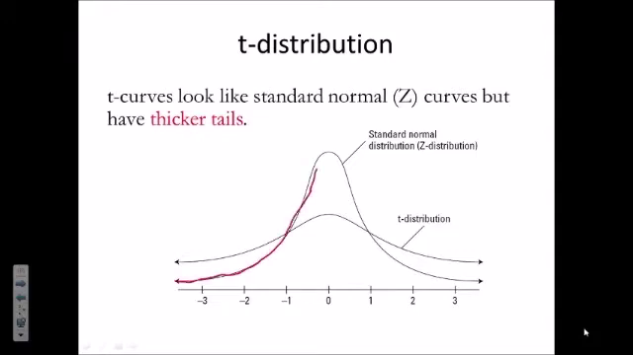This is the Z-curve, standard normal curve, whereas the T-curves, and there are infinitely many T-curves, have thicker tails.